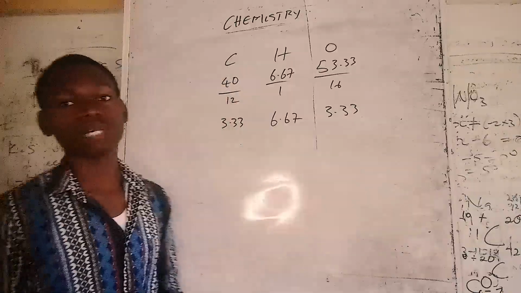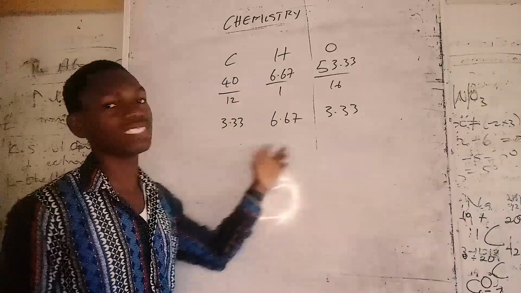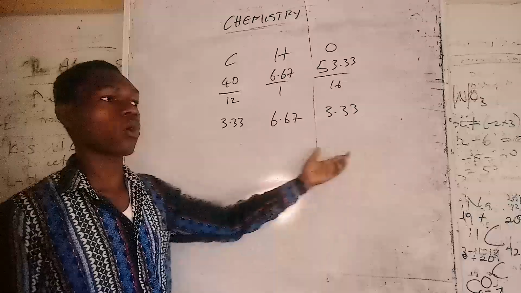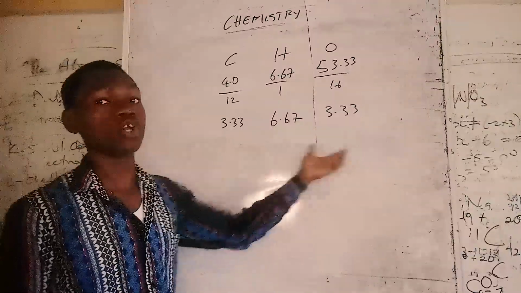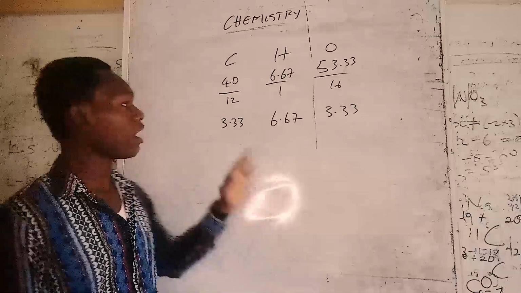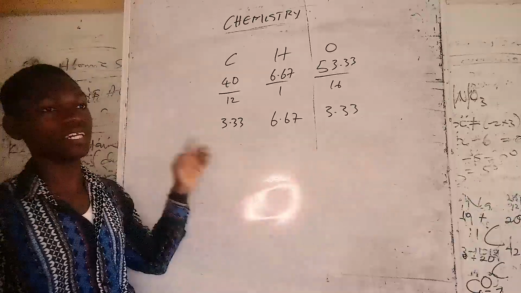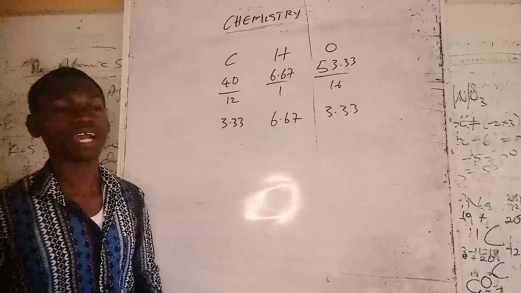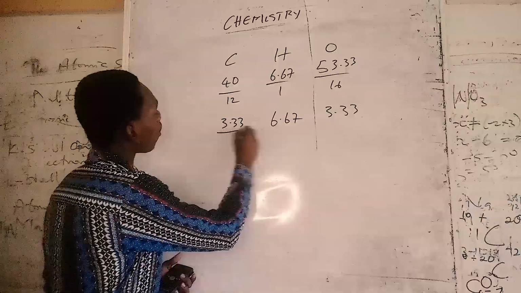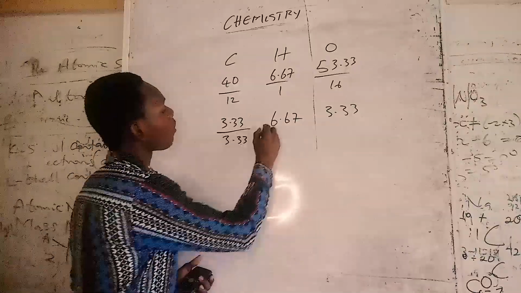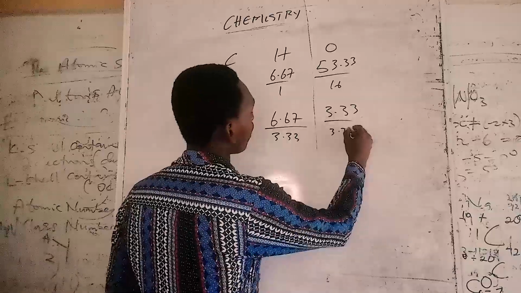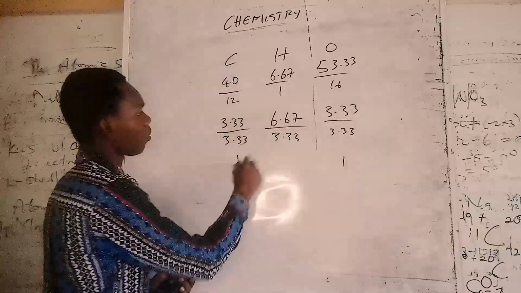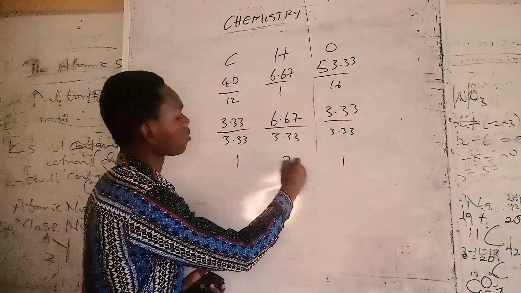Now, what is the second step? The second step is to identify the least number here and divide all the moles by it. These values are called the number of moles. Divide the number of moles by the least number. If you look at these values, the least number is 3.33, right? So we divide all the numbers of moles by 3.33, and this gives us 1, this gives us 1, and this gives us 2.